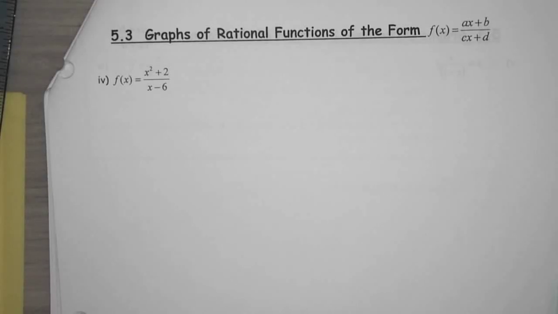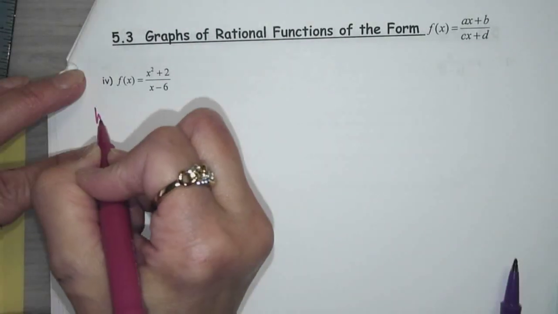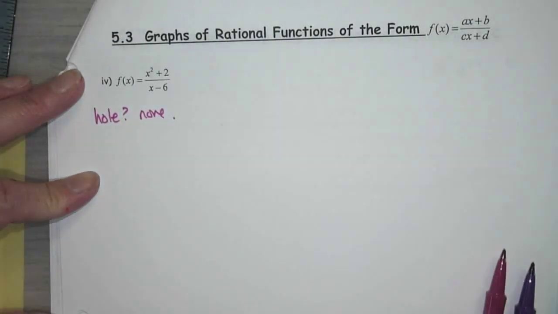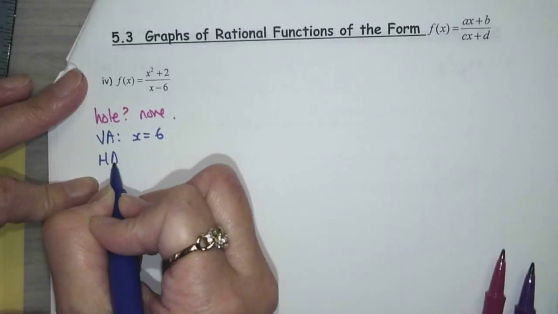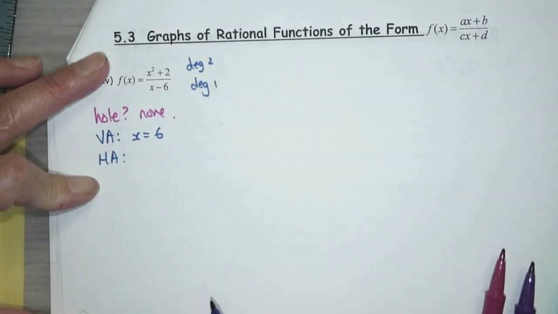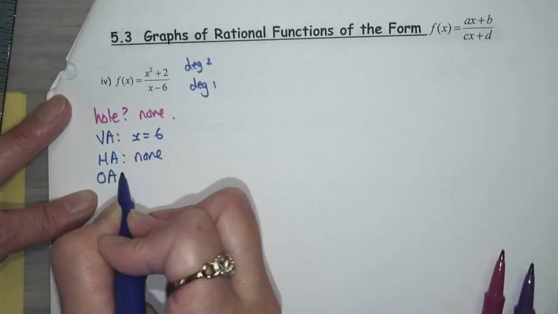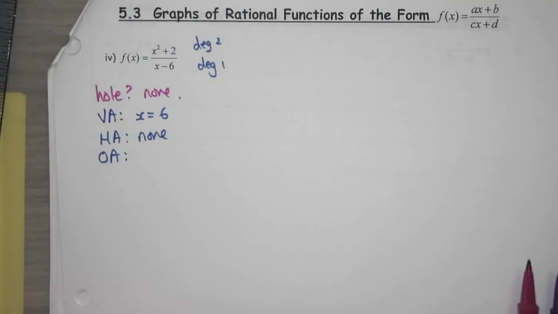I'm going to go through a bit faster just because we've done the rest, and I want to show you how to check an oblique asymptote. So the point of this one is the check. First of all, there's no hole. Hole, none. Vertical asymptote, gave you x equals 6. Horizontal asymptote, this is degree 2, this is degree 1. So none, and then it does have an oblique. I'm just going through a bit faster for the other stuff because we've done that now.